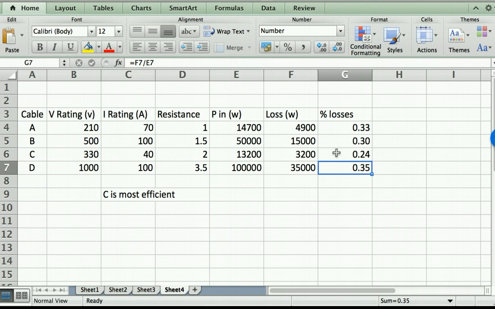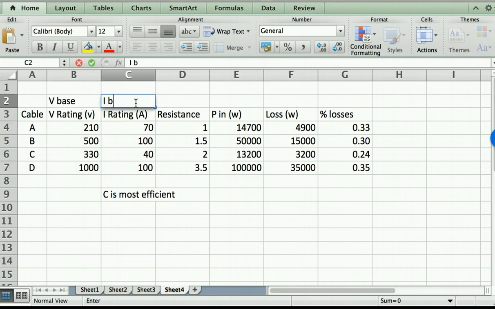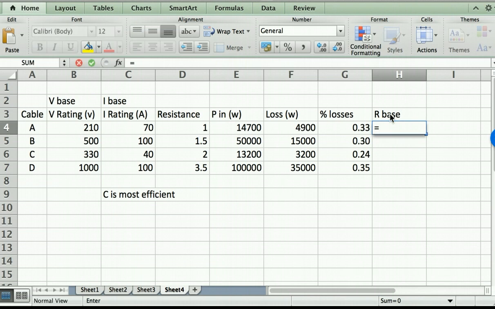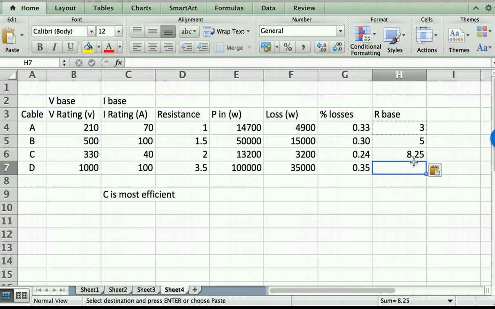Now, how is it related to per unit? Simple. Assume that the voltage rating itself is the V base. So V base for the first cable is nothing but 210, and the current base I base is nothing but this one. From that I'll get the resistance base, or impedance base. Simply I divide voltage by current. So 3 ohms is the base resistance for the first cable, then 5 ohms, 8.25 ohms, and 10 ohms. These are all the base quantities for the individual cables.